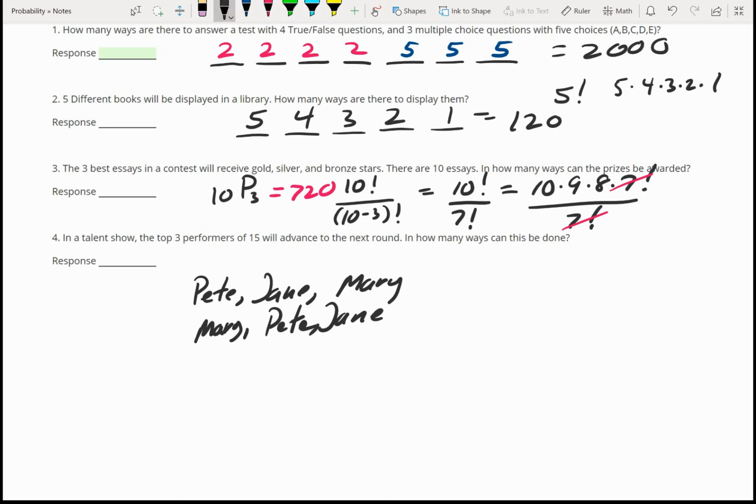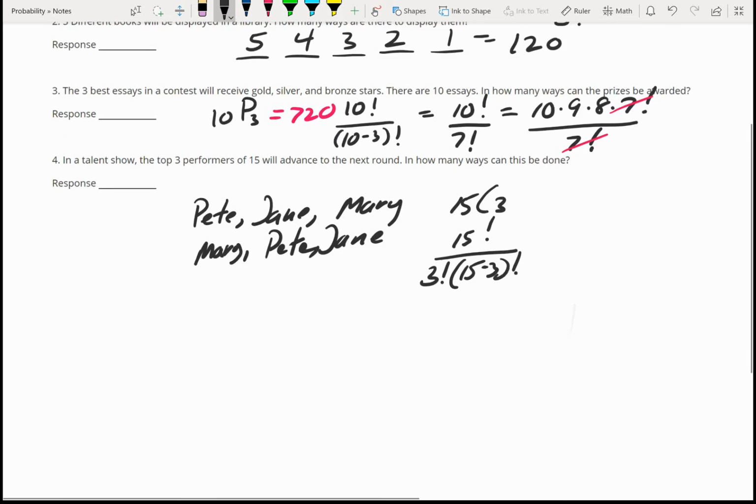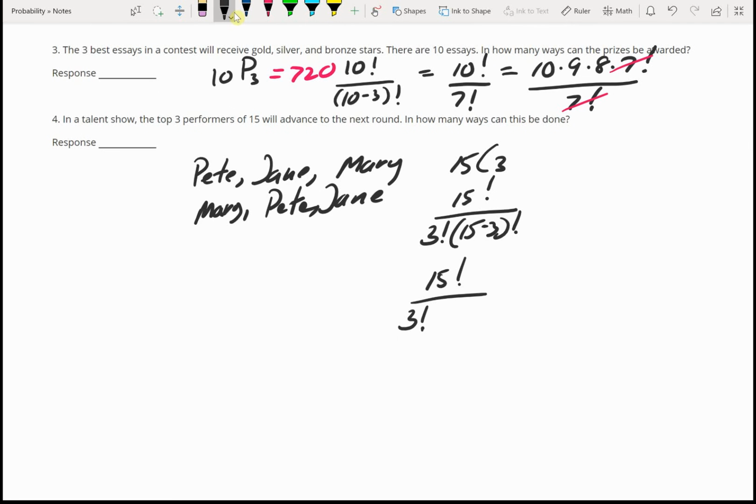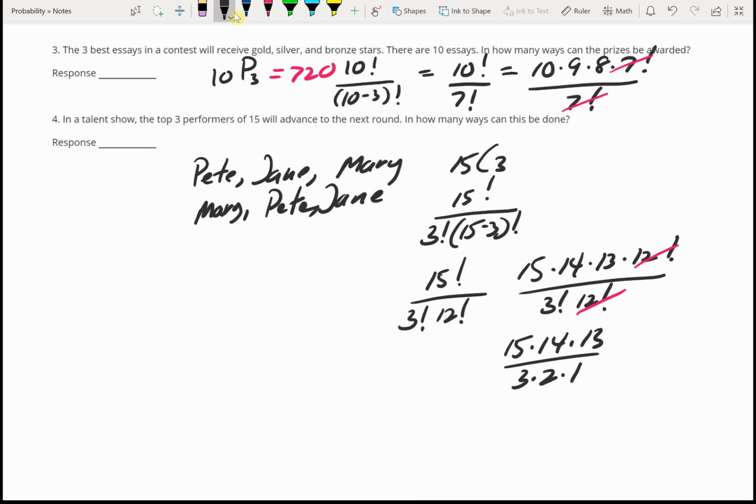So this will be 15 choose 3. And so that will be 15 factorial divided by the ones you select and have to arrange, 3 factorial, and then 15 minus 3 factorial. So that will be 15 factorial divided by 3 factorial times 12 factorial. So that would be 15 times 14 times 13 times 12 factorial divided by 3 factorial and 12 factorial. Factorials will cancel out. And then I'll have 15 times 14 times 13 divided by 3 factorial, which is 3 times 2 times 1. And so that would be 2730 divided by 6. And that will equal 455.